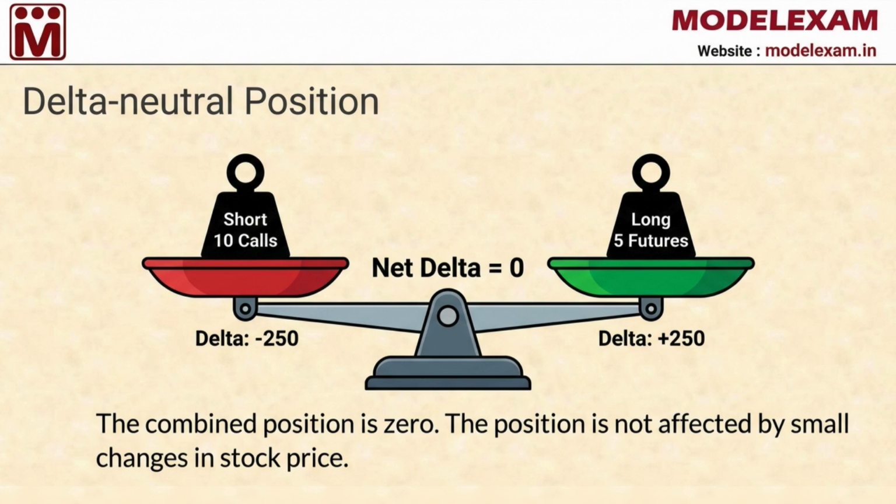You can think of this like a weighing scale. On one side, your short 10 calls have a negative delta of 250. On the other side, your long 5 futures have a positive delta of 250. Together, they balance out to a net delta of 0. This means your total position is now protected and will not be affected by small changes in the stock price.